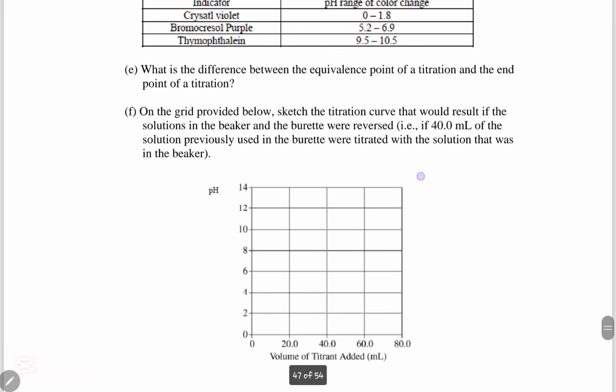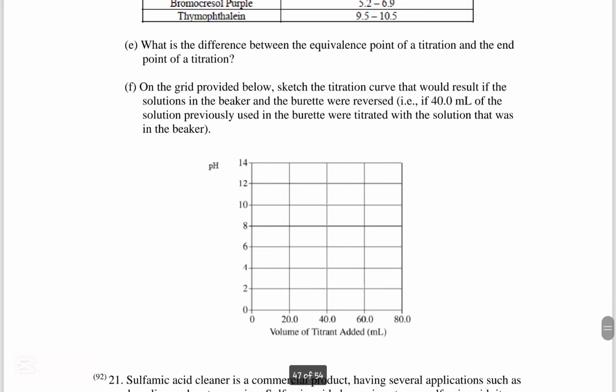Now we'll move on to part F, which is the last part of question 20, and then we're done with chapter 4. On the grid provided below, sketch the titration curve that will result if the solution in the beaker were reversed. So they're saying, in the beaker, I have my NaOH, and then I titrated it with HCl. So instead of starting from a very low pH, I'd start with a very high pH, for example, here, and then I'd fall down. Almost. I wouldn't fall down because it's NaOH, it's strong. I'd go down here almost, and then I'd fall here, and then I'd go all the way, I'd come here, and then I'd fall, and I'd go all the way like this until I have a very low pH.